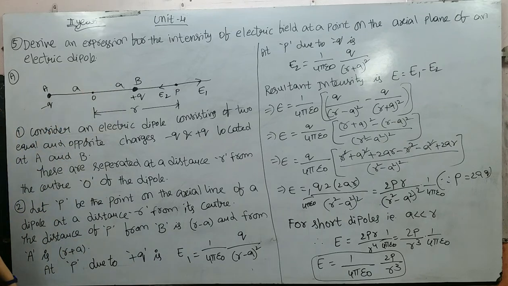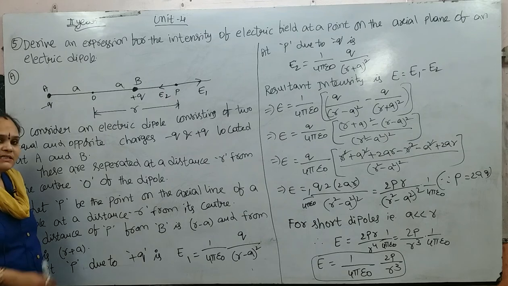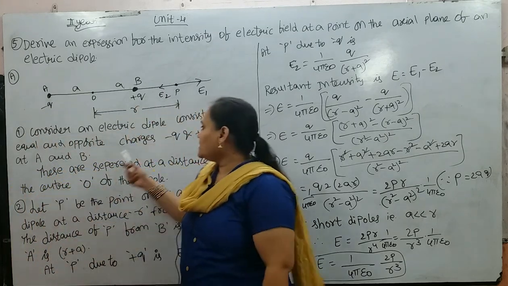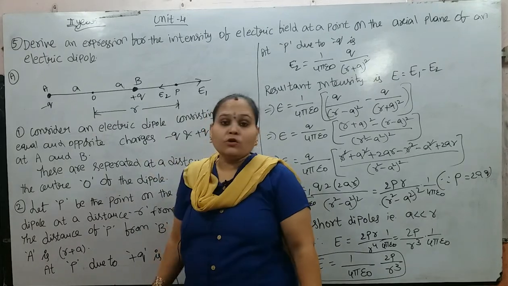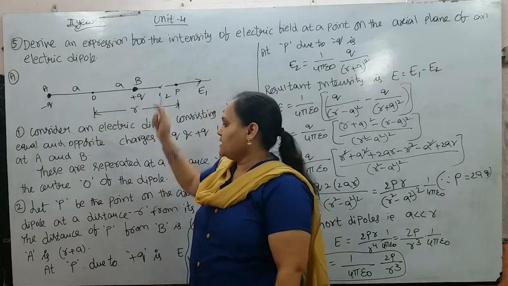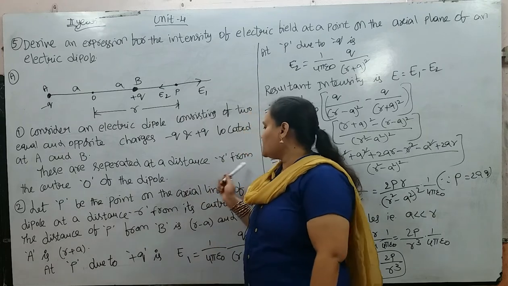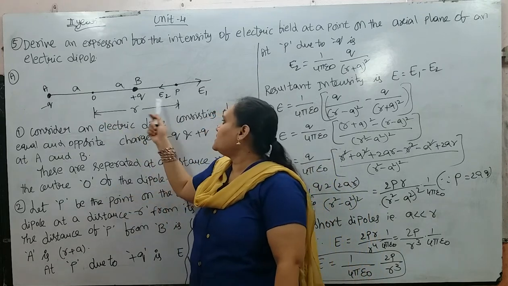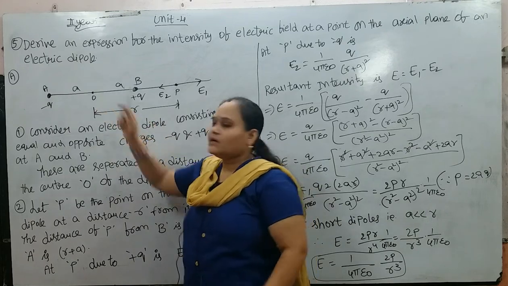So, now we consider an electric dipole consisting of two charges, plus Q and minus Q, located at B and A. So, these are separated at a distance R from the center O of the dipole.